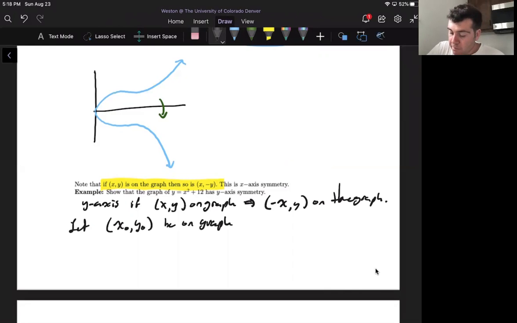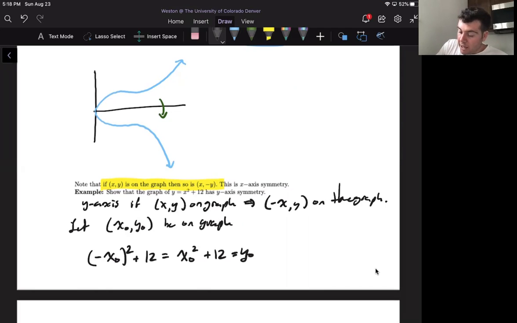And so then we can just plug in negative x naught squared plus 12 equals, well, that's just going to be x naught squared plus 12, since the negative just squares out to a positive, and that's going to be y naught. So that tells us that we have negative x naught, y naught on the graph. Therefore, it has y-axis symmetry.